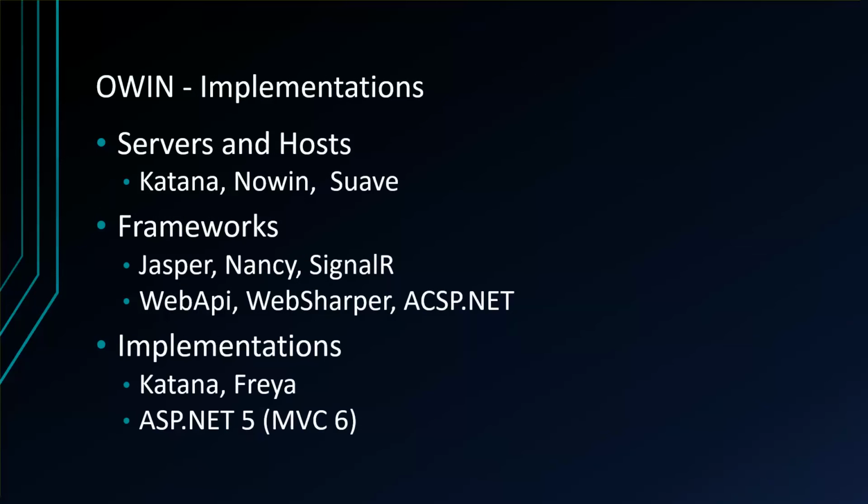There are some OWIN-implemented architectures in the market, on the server side and the host side, like Katana, and frameworks like Nancy, SignalR, Web API and ASP.NET. The implementations include Katana, Freya, and ASP.NET 5 and MVC 6. These are the frameworks already using OWIN in their application development.